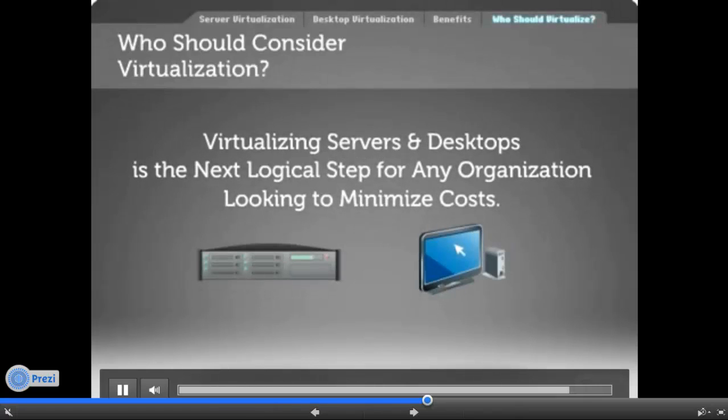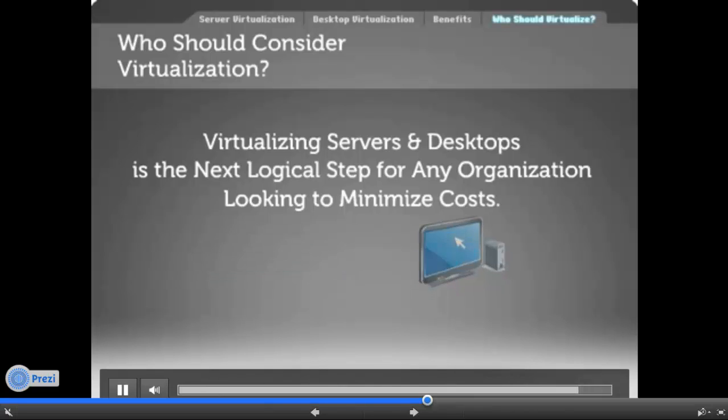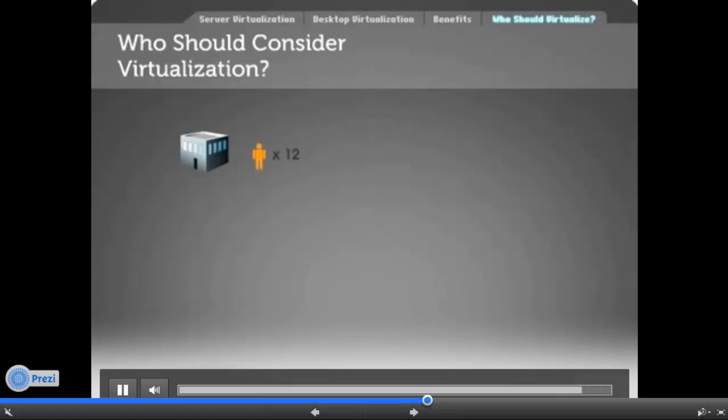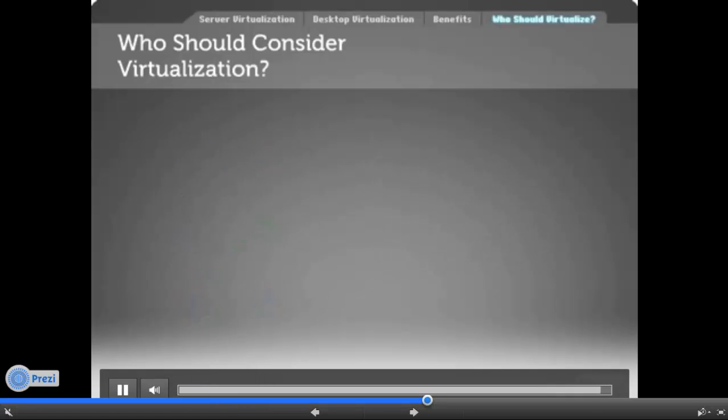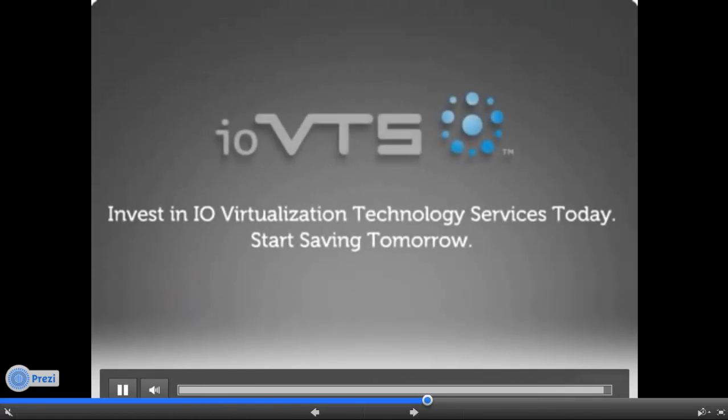Virtualizing servers and desktops is the next logical step for any organization looking to minimize IT-related costs and risk. Whether it's a 12-person office, education computer lab, healthcare provider, distribution facility, or a global enterprise, any organization should be interested in going green with virtualization to keep more green in their pocket. Begin your savings by investing in I/O virtualization technology services today and start saving money tomorrow.